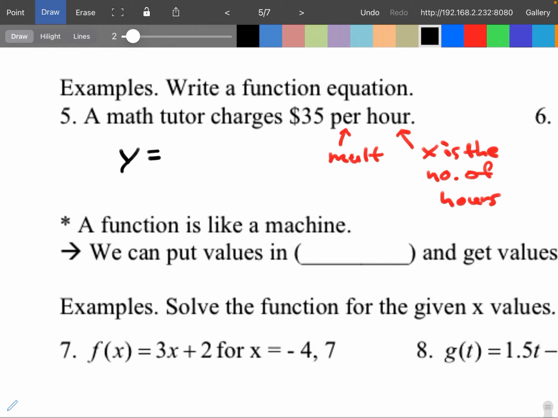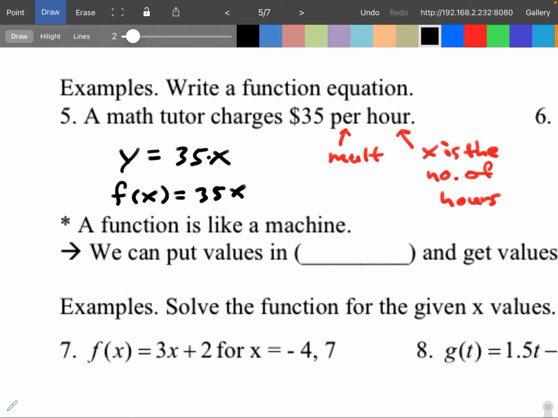All right, well, then we should be able to write this thing. So the amount of money the math tutor makes is going to be y. And it's going to be equal to what? 35. Yeah, it's 35 times the number of hours. So it's just 35x.